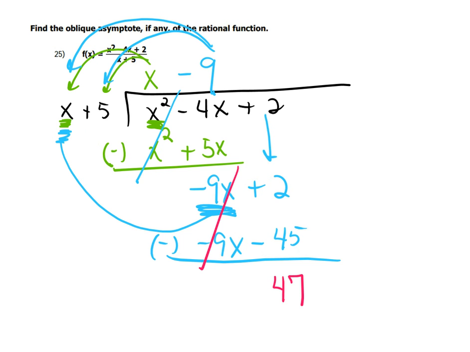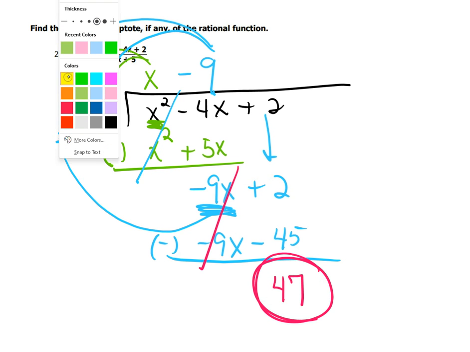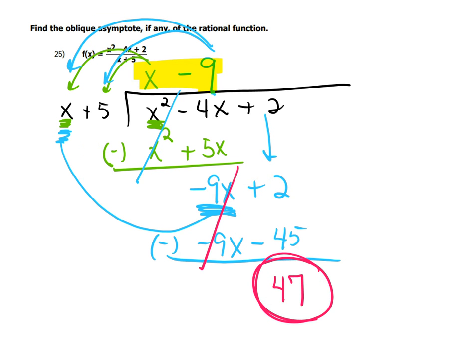Now there's no more to drop, which means this is the remainder. But when you're looking for the oblique asymptote, it is simply your quotient. Whatever you get for your quotient. And so you're just going to say y equals x minus 9. Doesn't matter if there's a remainder or not. So it's just the quotient that you need.